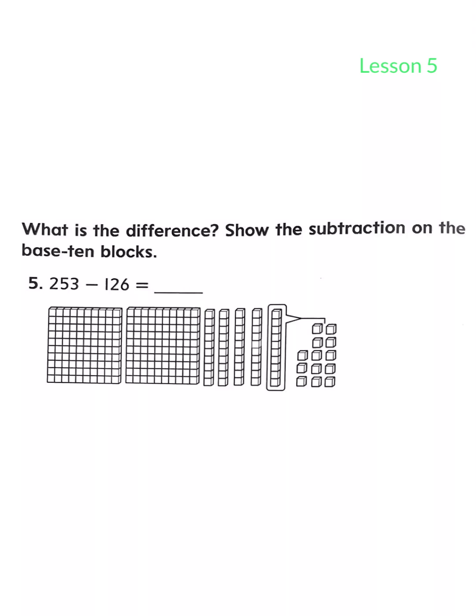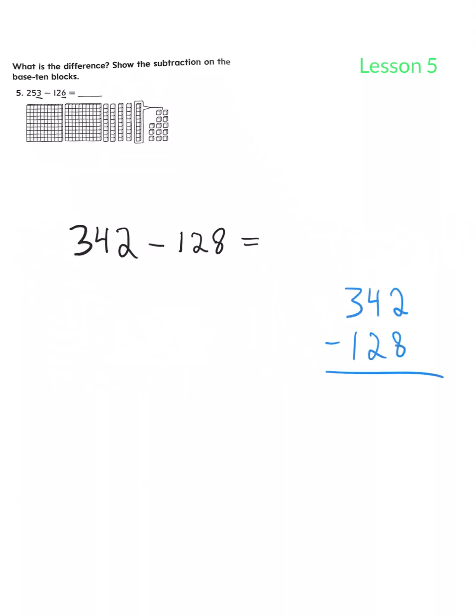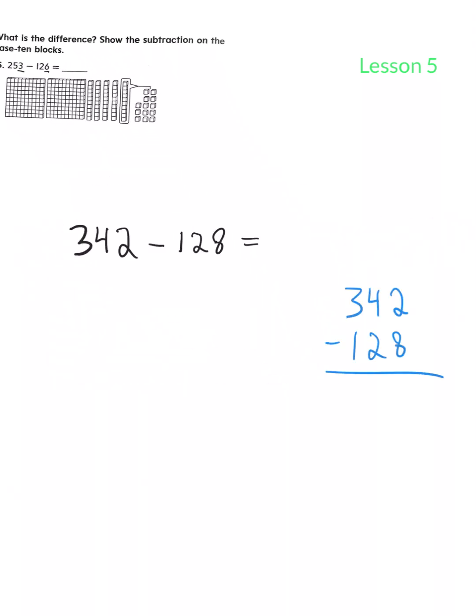So just looking at this problem here, which is in the homework, we can see that we need to regroup because we have 6 ones being taken away from 3 ones. Remember, regrouping just means what we used to call borrowing. So just another term for it, we're going to have to regroup some tens in order to have enough ones to subtract. Now let me move this up here and do a similar problem.